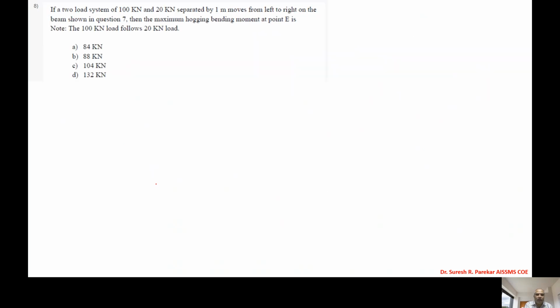Now we will go to problem number 8, and that is again related to question 7. We have to find the maximum hogging bending moment at E. Now I will draw that diagram again. We have this as D. Then we have E, which is at 3 meter. Then we have C, which is at 2 meter. This is 2 meter and again 2 meter. Now if we draw the bending moment diagram, we will get the maximum value at E, and that value is AB by L.